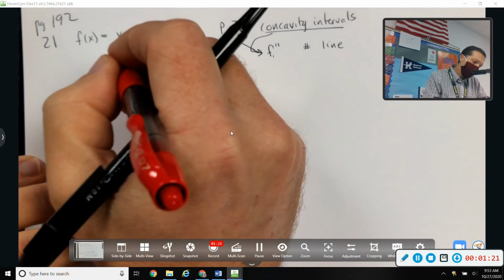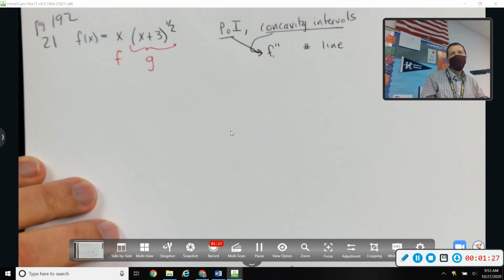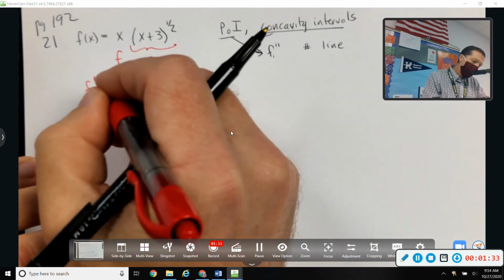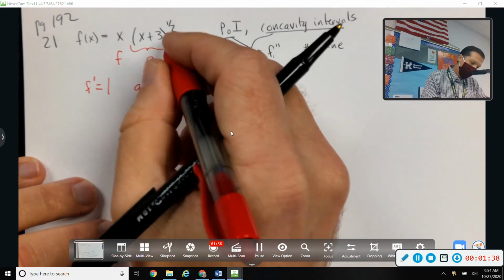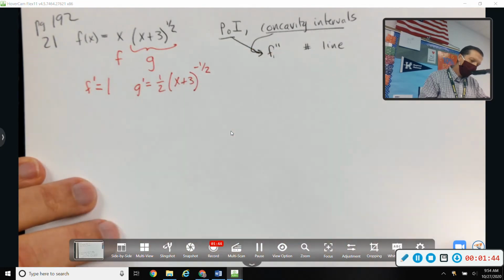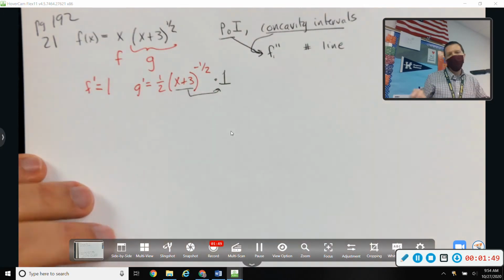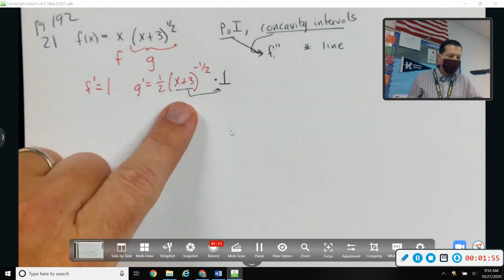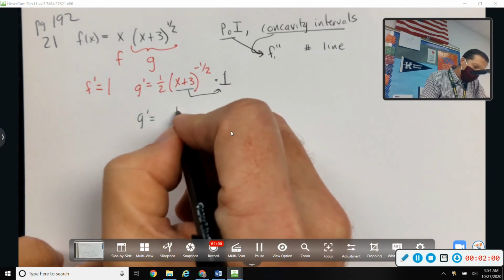First, we get to do product rule. And I'm guessing we'll get to do product rule again, but one step at a time. So derivative of f is 1. Derivative of g would be 1/2 x plus 3 to the negative 1/2. And then don't forget the chain rule, although this time it's just 1, so if you had forgotten the chain rule, you'd be okay. But in general, especially if there's a parentheses there, we need to be thinking about chain rule. Let's clean this up a little bit.